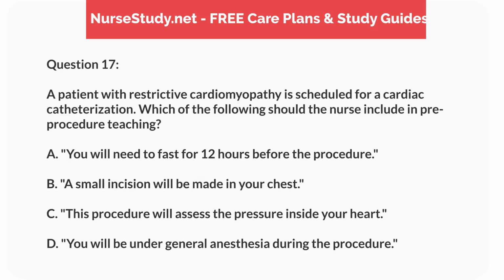Question 17. A patient with restrictive cardiomyopathy is scheduled for a cardiac catheterization. Which of the following should the nurse include in pre-procedure teaching? A. You will need to fast for 12 hours before the procedure. B.